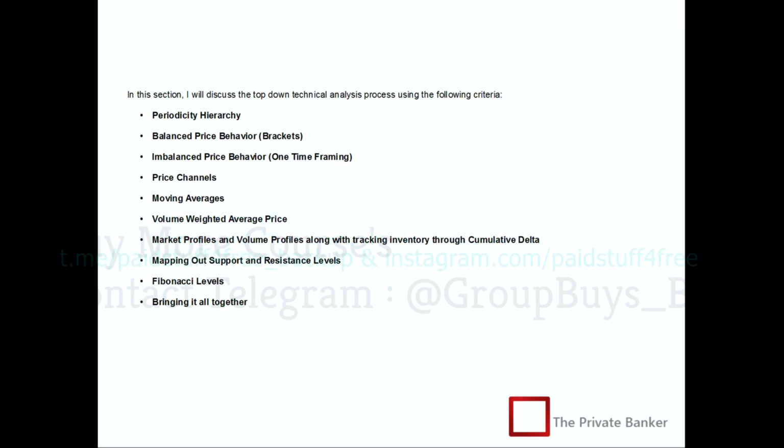Then we'll talk about the volume weighted average price, or VWAP. Then we'll go into looking at market profiles, volume profiles, and also tracking cumulative delta on a larger perspective. Then we'll talk about how I map out support and resistance levels. And lastly, I'll go into drawing out Fibonacci levels, and then of course bringing all this information together.